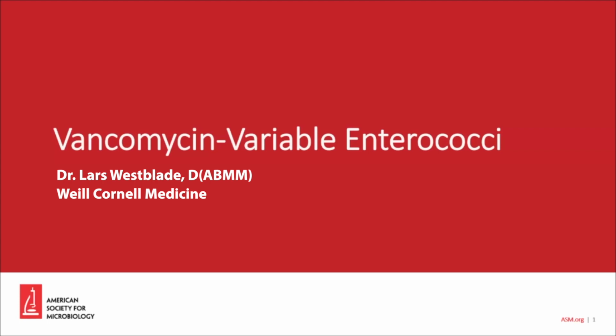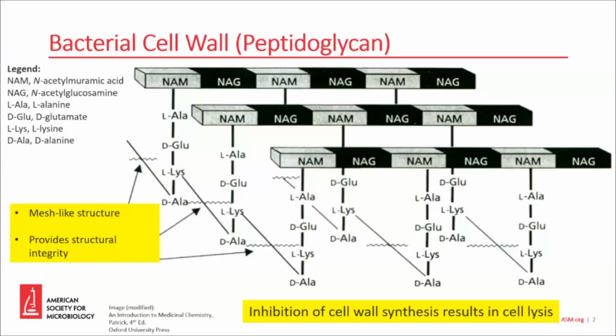In this video, I want to tell you about vancomycin-variable enterococci. In order to do that, I need to tell you a little bit about the target of vancomycin, and that is the bacterial cell wall, also known as peptidoglycan. Bacterial cell wall forms this mesh-like structure that provides structural integrity to the bacterium. If you inhibit the cell wall synthesis, cells will lyse because they have lost that structural integrity.